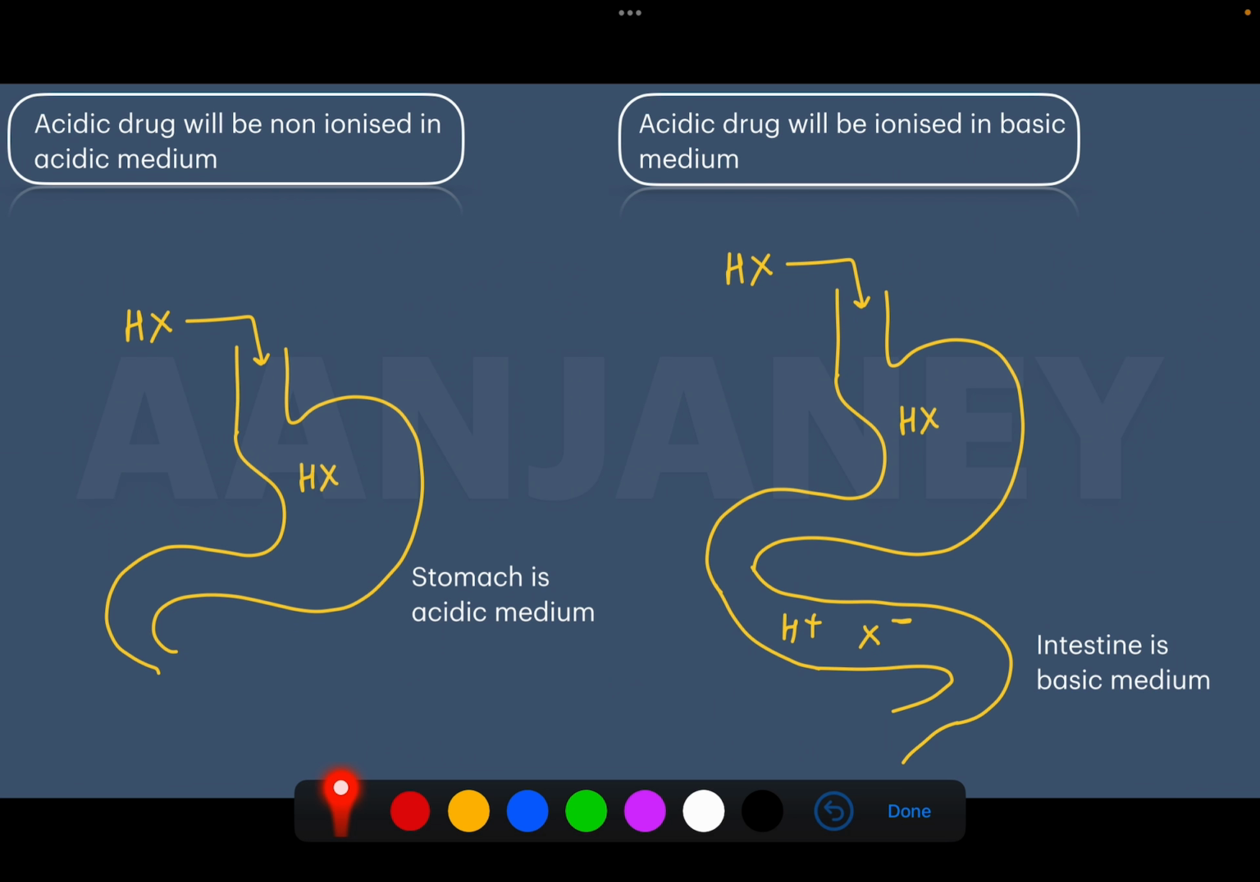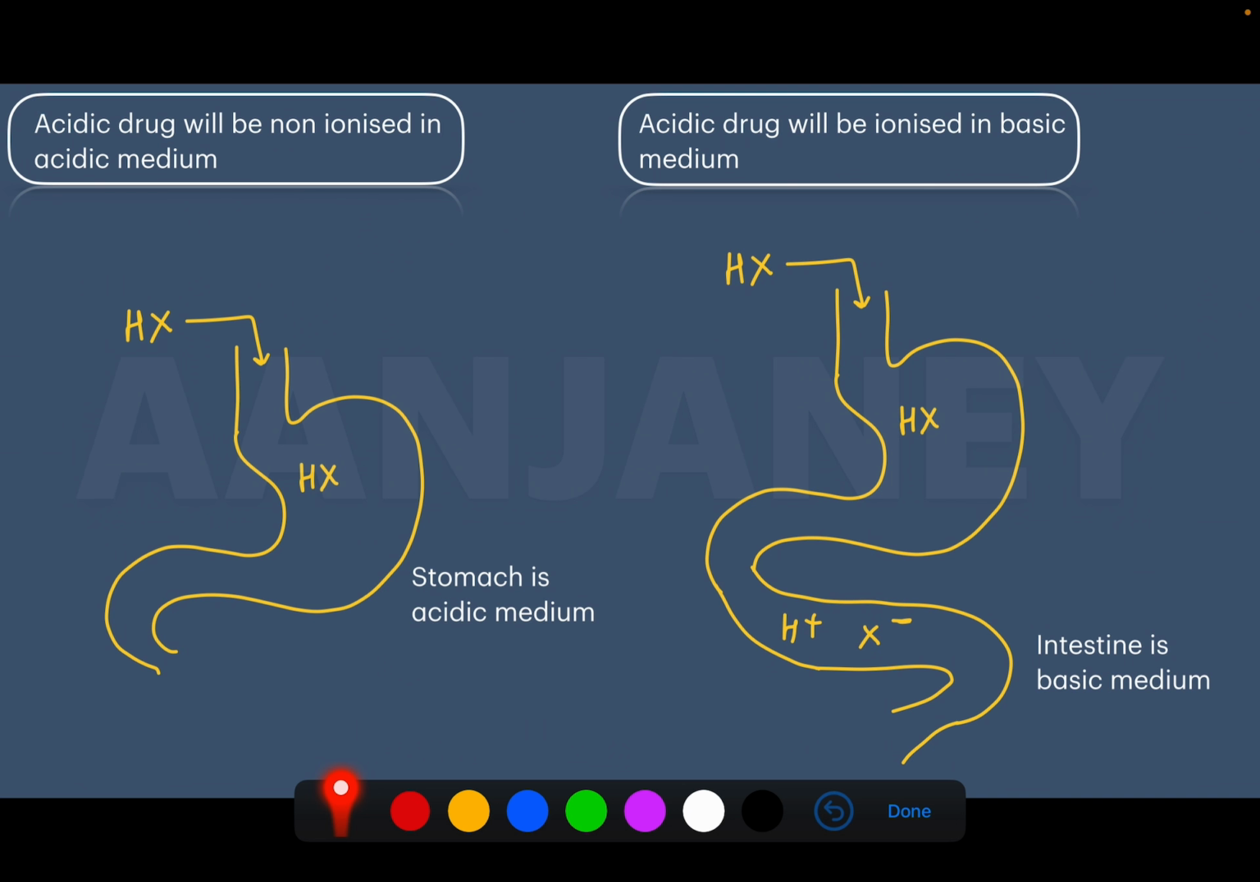So let's see what happens in our body. Let's say we took a drug orally, HX. If this drug is an acidic drug, then inside the acidic environment of the stomach, it will exist as HX only. It will not be dissociated. So an acidic drug will be non-ionized in acidic medium, while when this acidic drug goes to the intestine, the medium here is basic, so this acidic drug will be dissociated into ions, so it will exist in ionized form.